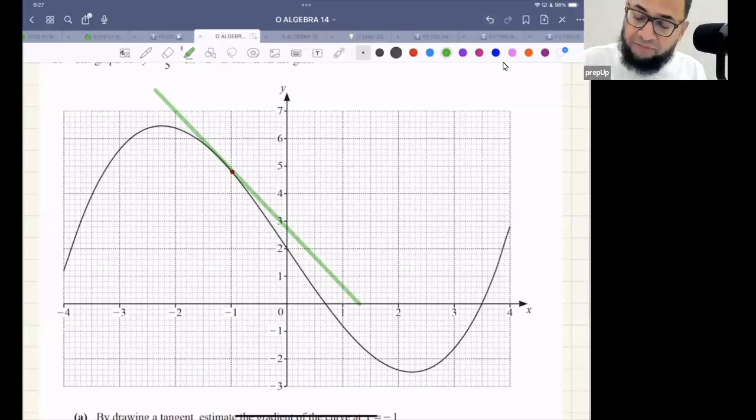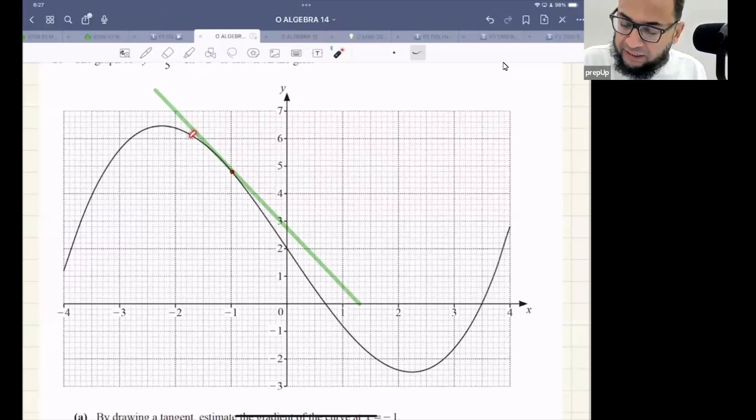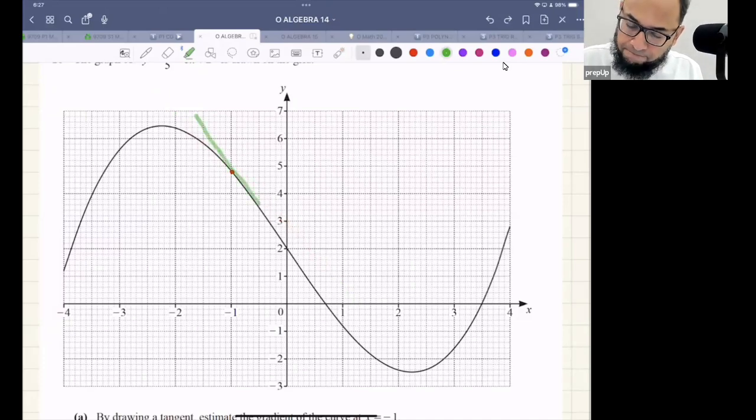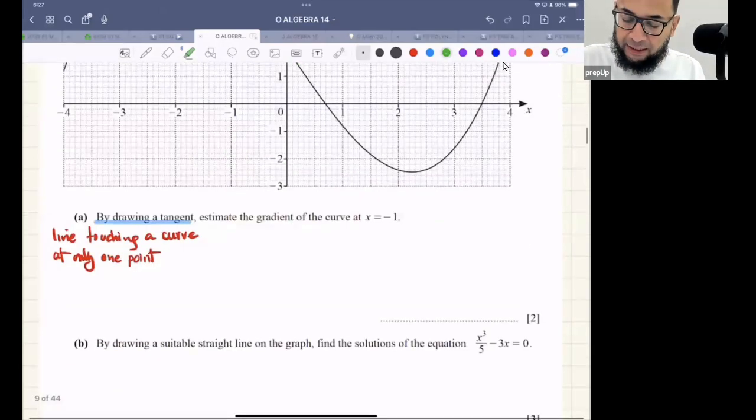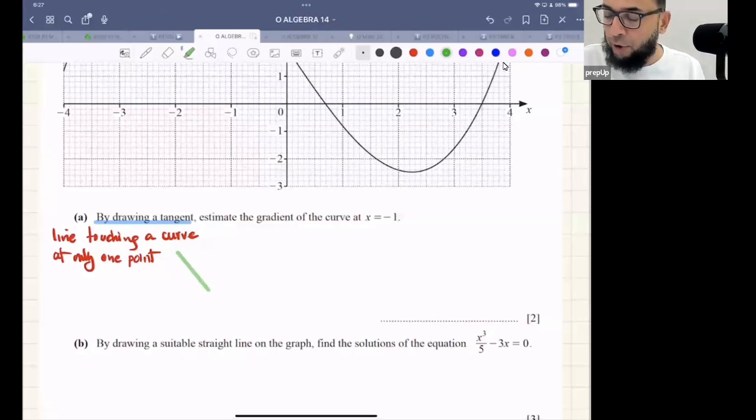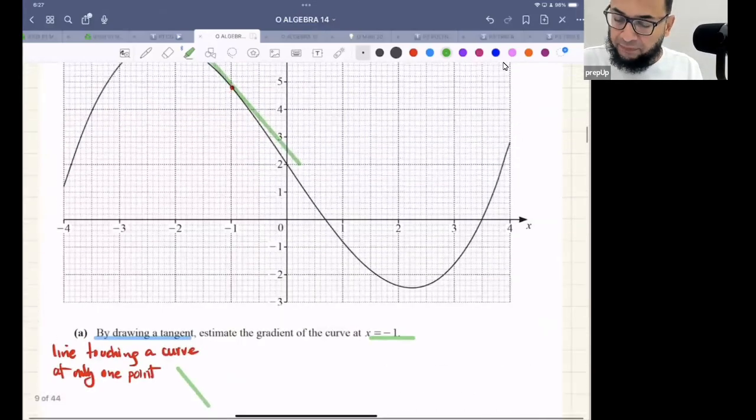Now why is it not a very good one? Because this inclination and this inclination are slightly different. So let me just draw a line like this. Something like this will be the best one. I missed it. Okay, I think that is pretty good. So now this green line is the tangent at this point, x equals -1.